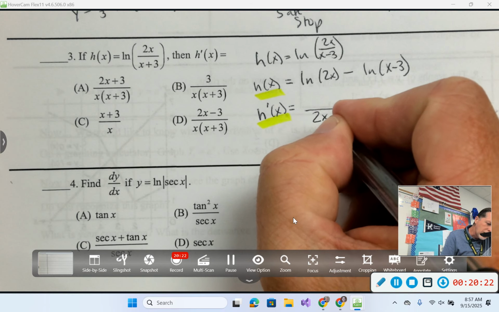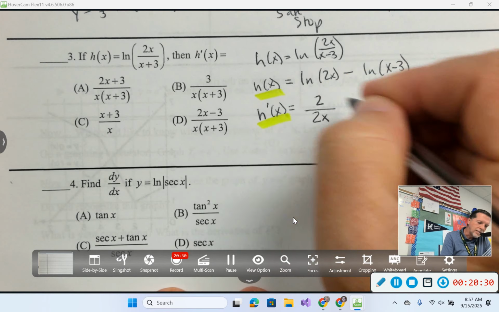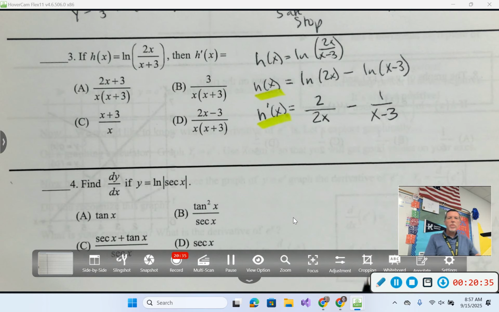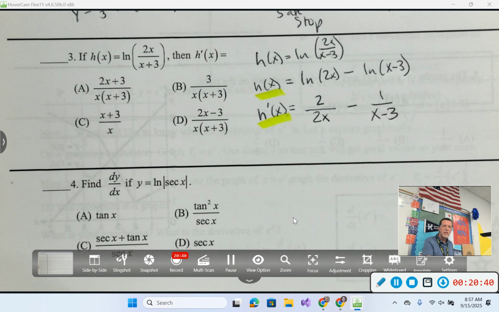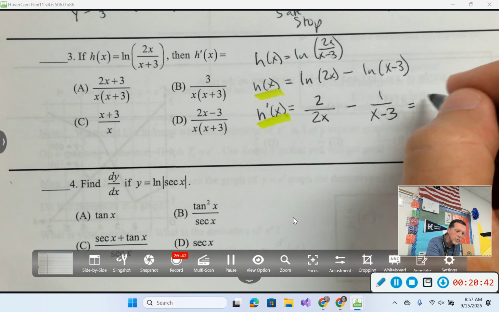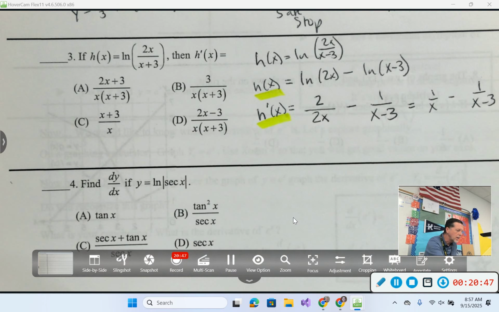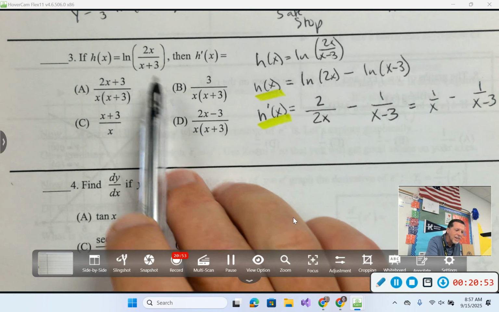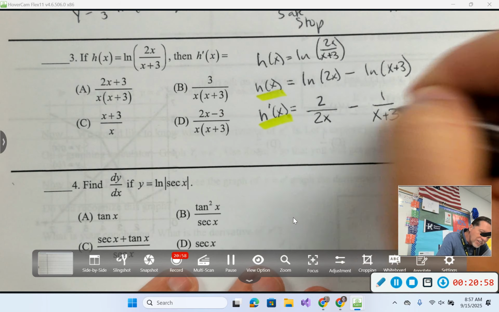Okay, so 2x in the bottom. What goes in the top? Yeah, just 2. That's a cleanup situation in a moment. 1 over x minus 3. Derivative of x minus 3 is just 1, so we're good on that one. I'm going to reduce those 2's. So 1 over x minus 1 over x minus 3. Wait, how did I switch to a minus here? Yeah, that should be x plus 3. Fortunately, it didn't change anything else.